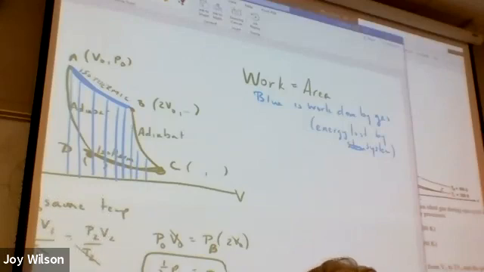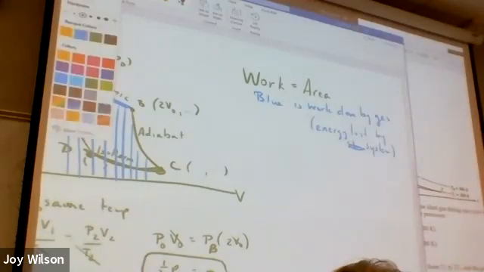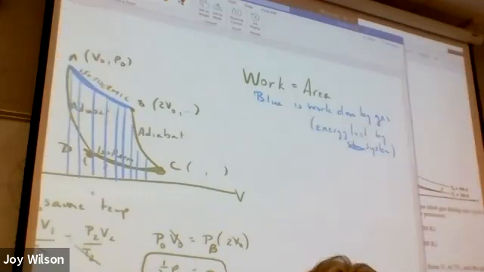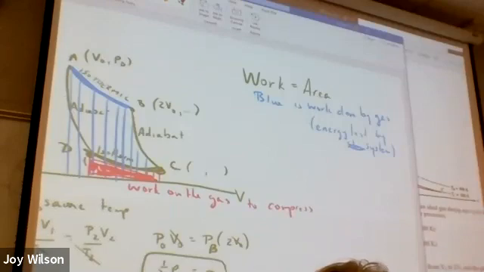When do we take work in from the environment? When I go the other way. When I compress the gas. Because does a gas compress naturally? Is it normal that a gas would get smaller? No. So this part, where I compress the gas, is now work on the gas to compress. So I do work there, and I do work here.